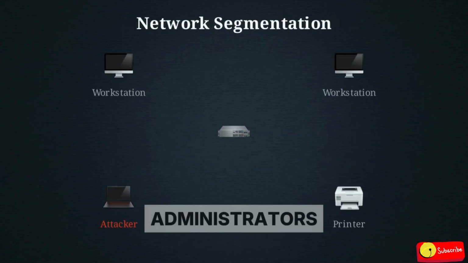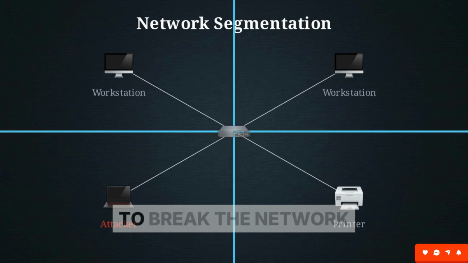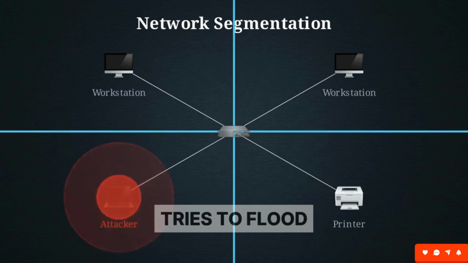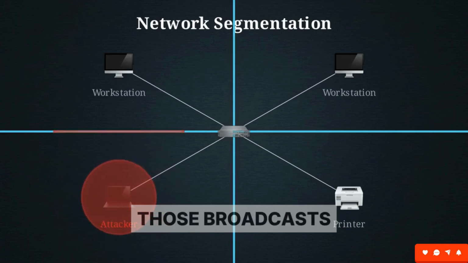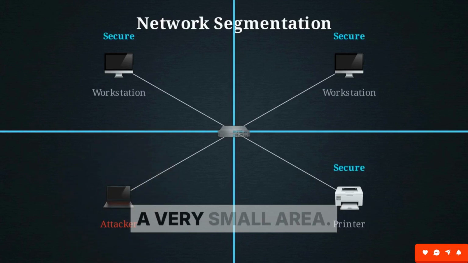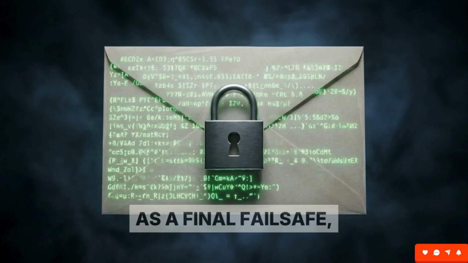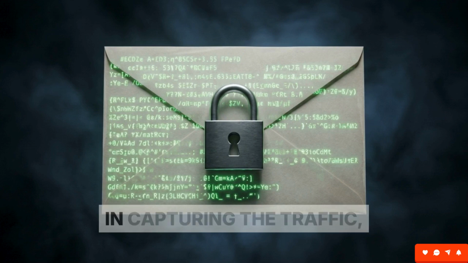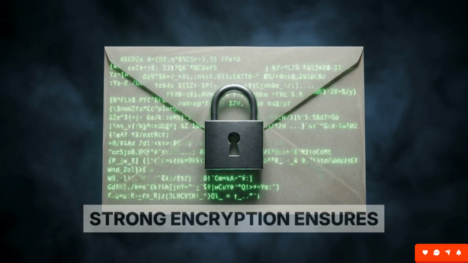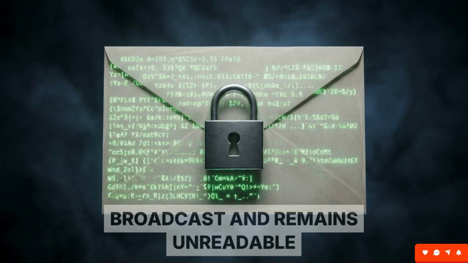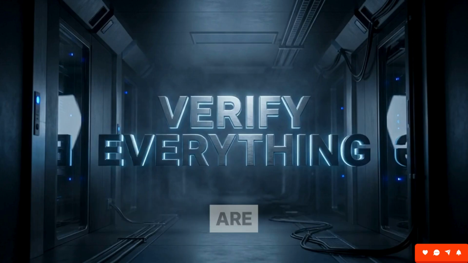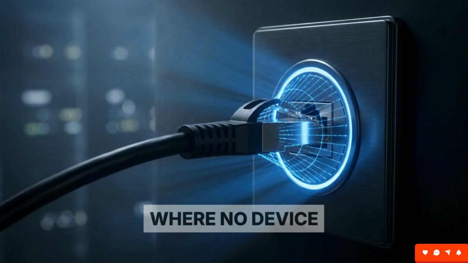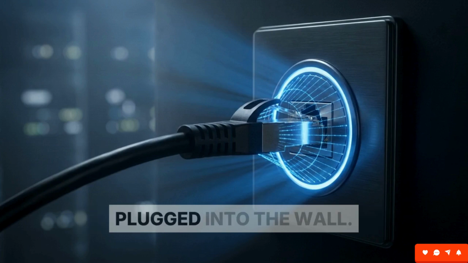Administrators also use network segmentation to break the network apart into smaller, isolated zones. If an attacker tries to flood the network with lies, those broadcasts hit a wall, restricting the damage to a very small area. And as a final failsafe, there is HTTPS encryption. Even if a man-in-the-middle attack succeeds in capturing the traffic, strong encryption ensures the actual payload remains unreadable to the attacker. All of these countermeasures are part of a broader shift toward zero trust, a modern security standard where no device gets the benefit of the doubt just because it's plugged into the wall.